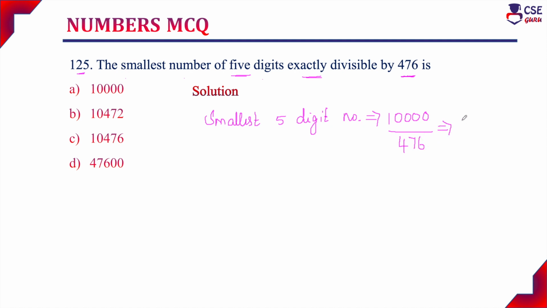What is the remainder we will get here? The remainder we will get here is 4. Okay, and here we will implement the logic like the previous problem. Subtract the remainder from this smallest 5 digit number, then we will get the answer. Okay, so here subtract 10000 minus 4. Okay, so 10 minus 4, it is 6. 9999. Is it the correct answer?